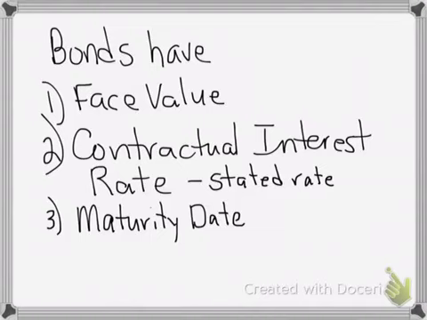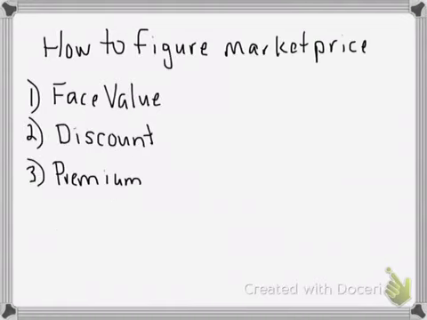All bonds have a face value. This is going to be the value that you receive at the maturity date. They also have contractual interest rates, which is also known as stated rates. And then the maturity date would be listed on them. You would have a bond certificate, and the bond certificate would have all of this information on it.